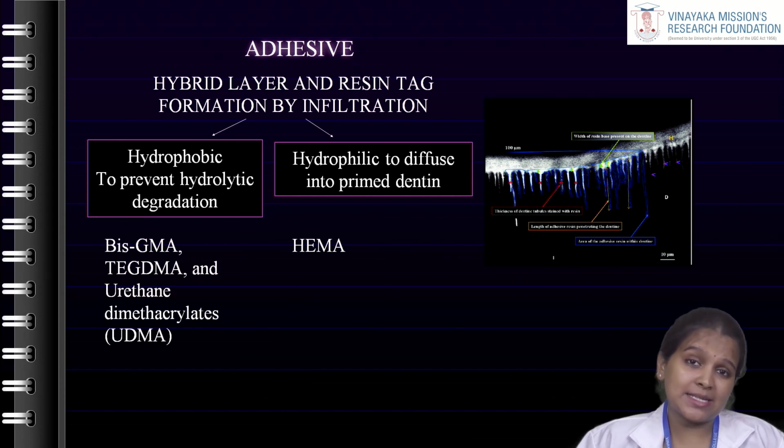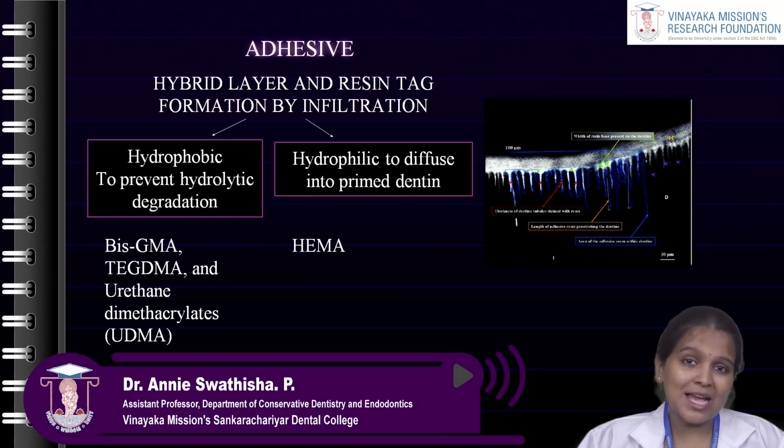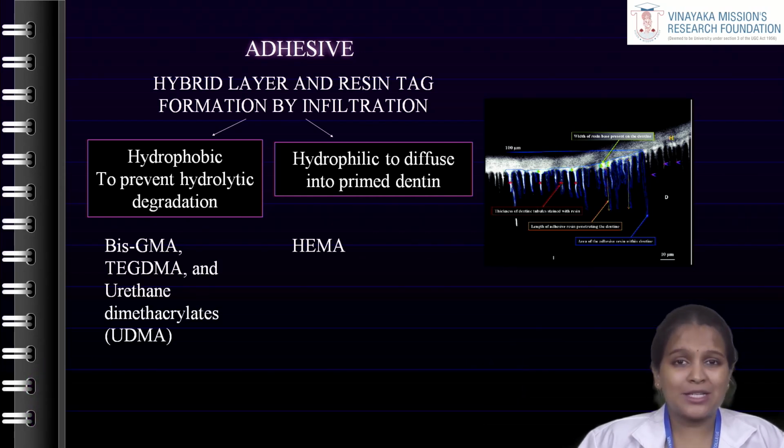One more reason it has to be hydrophobic is so that it adheres to the composite resin that is going to be placed. It also has to be hydrophilic, because only if it is hydrophilic can it diffuse into the deeper layers of the collagen fibrils and form proper resin tags into the dentin. The hydrophobic components are bis-GMA, TEGDMA and urethane dimethacrylates, and the hydrophilic component used mainly is HEMA.